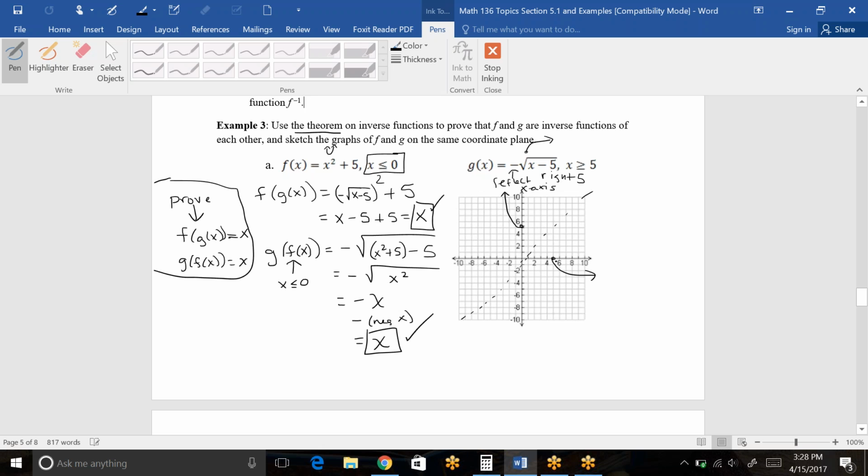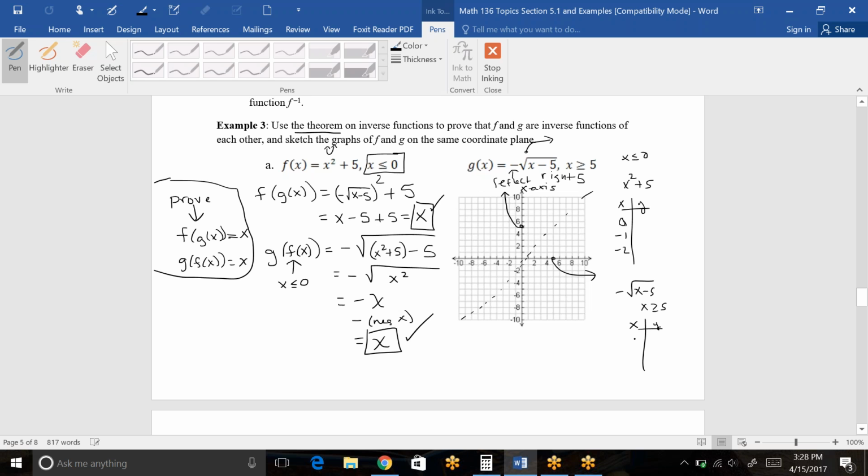If I didn't like graphing this just from transformations, I could have just as easily done a table. Just remember, when you do a table, you have to follow the rules for the domain. So I would pick 0, -1, and maybe -2. And for the other one, x's have to be greater than or equal to 5.